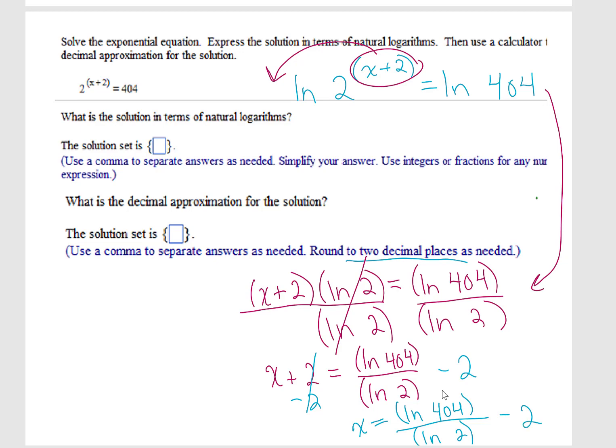It says, what is the solution in terms of natural logarithms? So they're asking us to actually answer it with the actual natural logs involved. So I would put... make sure you're putting ln instead of capital I N. That's usually something very frustrating that the students experience.